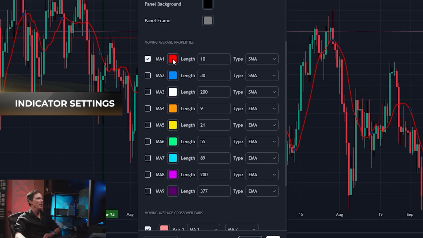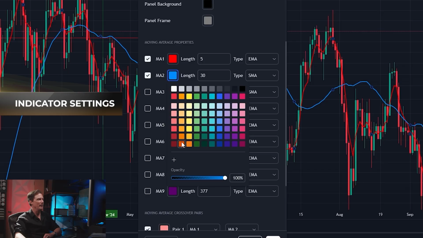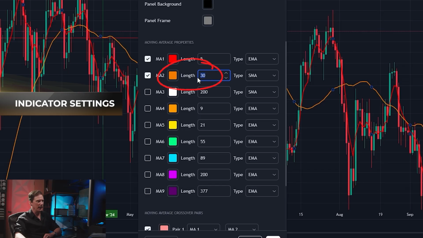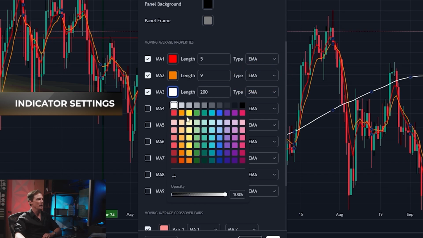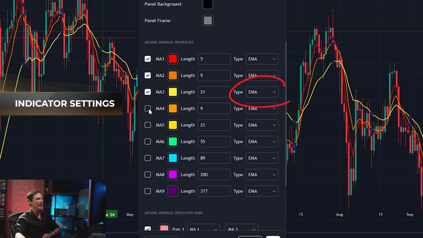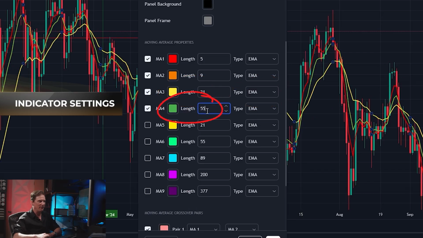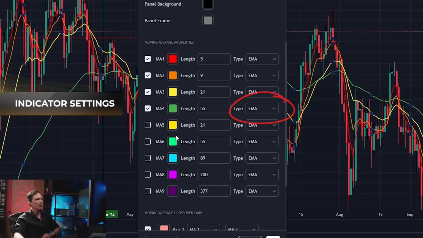All right, let's change this first one here to a 5, and let's change this from SMA to EMA. That means exponential moving average. Let's click on the second one. Let's make this orange, and let's make this a 9, and also an exponential moving average. On this third one, let's make this yellow, make this a 21, and switch that to an exponential moving average. Let's click on this one. Let's make this green, make this a 55, and make sure that is an exponential moving average.